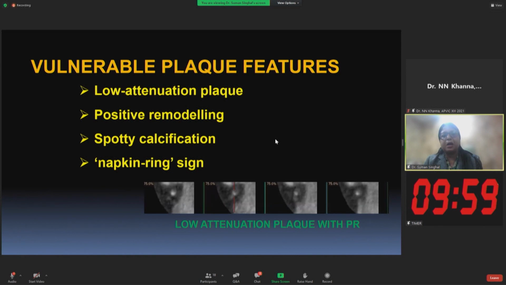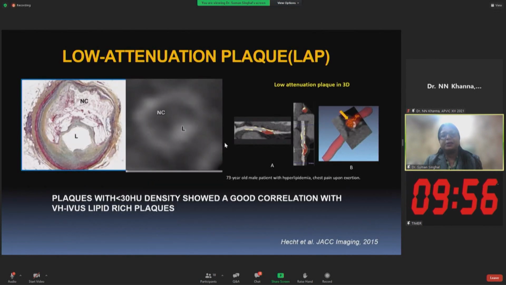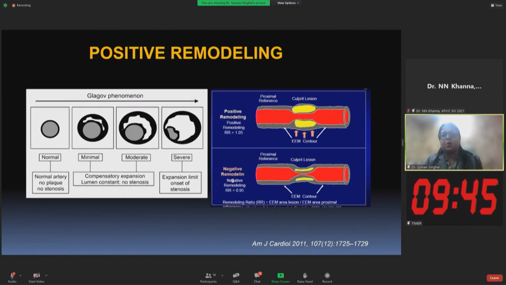Low attenuation plaque is a plaque which has a density less than 30 HU. So for any low density plaque, if you put the cursor and you get less than 30 HU, that is a low attenuation plaque, or LAP, as we call it.